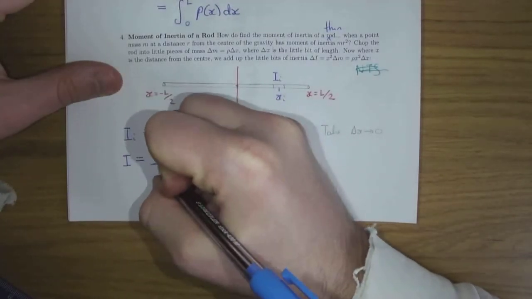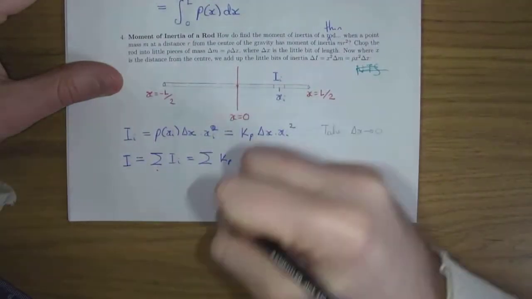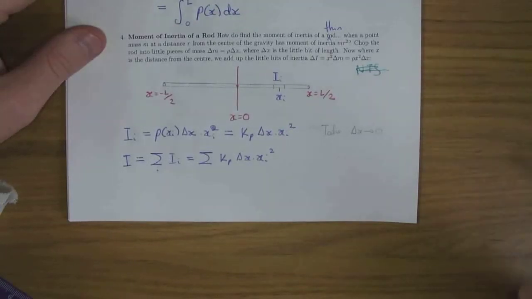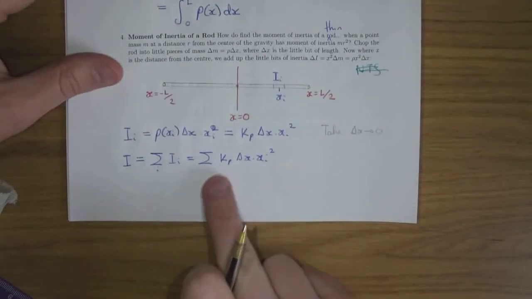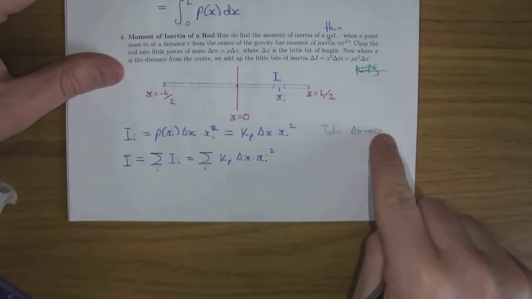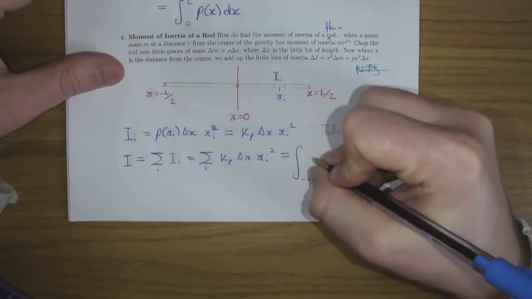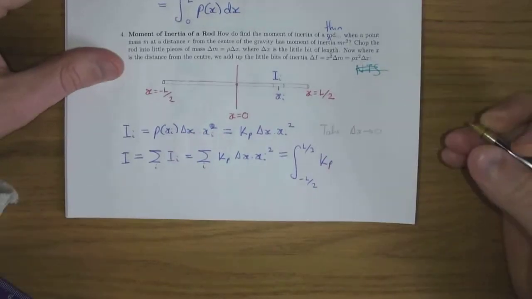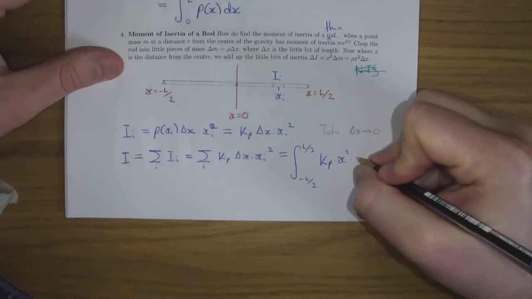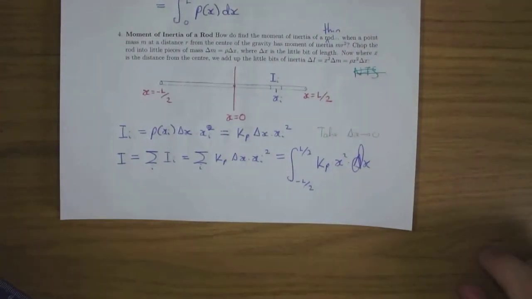So I is adding up all the little bits of moment of inertia, that is, add up the k rho delta x xi squared. This is moment of inertia, which isn't the same thing as a second moment of area, so I wouldn't worry too much about this k. I'm assuming uniform density. If delta x goes to 0, you've got infinitely many small things, and this is an integral from minus L over 2 to L over 2 of k rho x squared dx. Rho could even be rho of x and this keeps working.